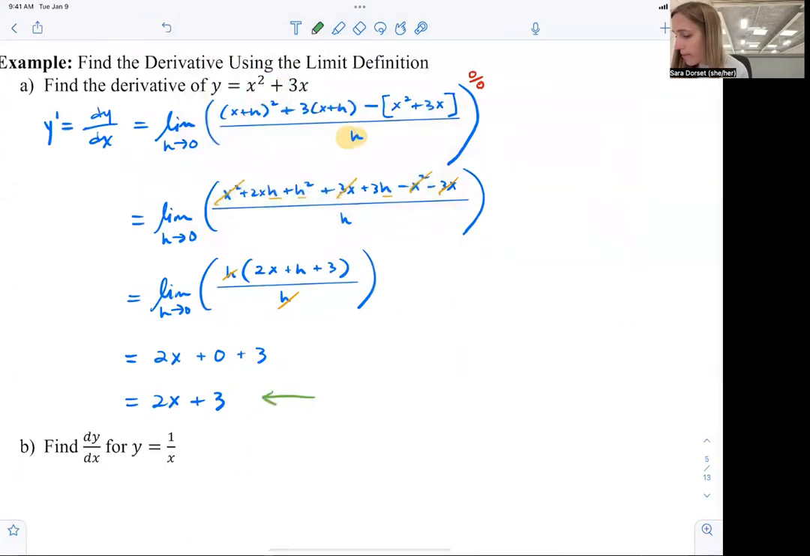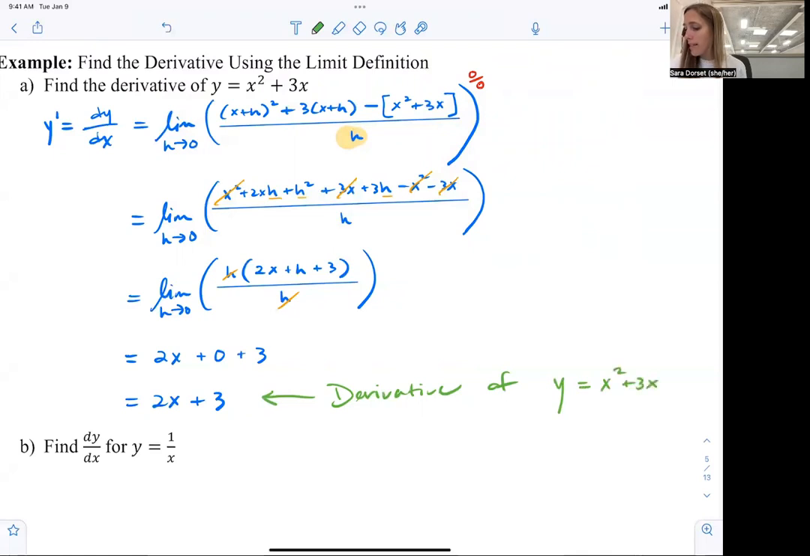This is our derivative. This is our formula that we can use to calculate the slope of the tangent line to any point on the curve of y equals x squared plus 3x. So 2x plus 3 is the derivative that would allow you to calculate the slope of the tangent line to the curve. We'll do an example in a sec where we actually do that. So this is the derivative of y equals x squared plus 3x.